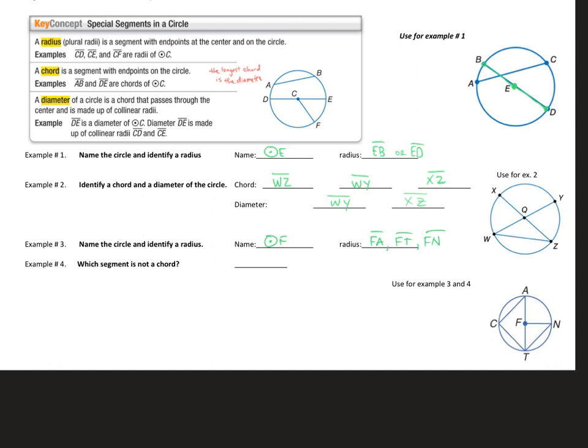Which one of these is not a chord? And that would be segment FN. That would be not a chord. FN is definitely not a chord. If you wanted to say any of those radii, you could see that those are not chords.